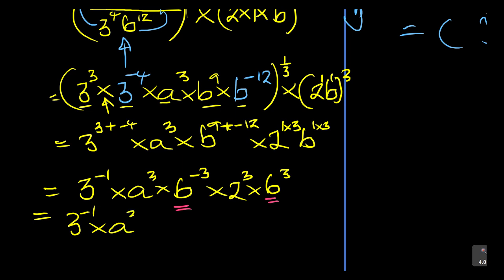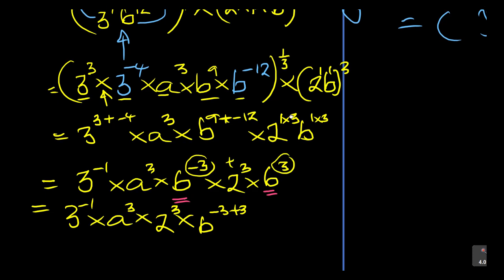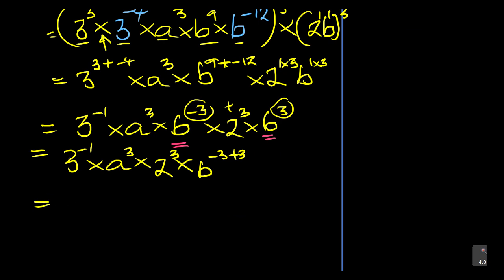A to the power 3 times, we can take 2 for now. 2 to the power of 3 times, I look at the b now. It's b to the power minus 3 plus 3. Because I'm adding this plus that. It's multiplication. So it continues there to give me, I can bring the numbers together, 3 to the power negative 1 times 2 to the power of 3 times a to the power of 3. Now, minus 3 plus 3, it's times b to the power of 0. You see, it's coming again.